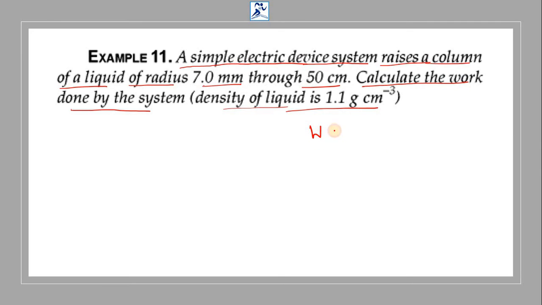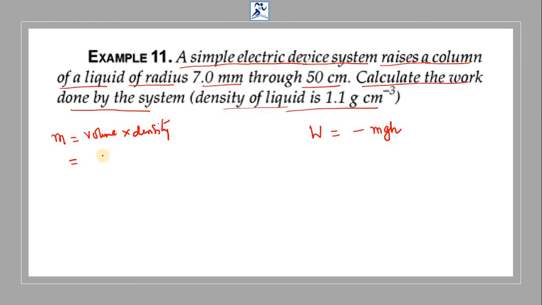The work done by the system, the formula is W equals mgh. To substitute the values here, mass will come from the product of volume and density. So volume into density will be mass, and using this we will find the mass. g is a constant value, that is 980 centimeter per second square, and h is half of the L value, the column length given in the question.